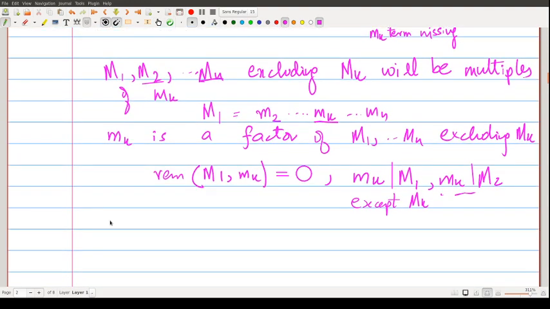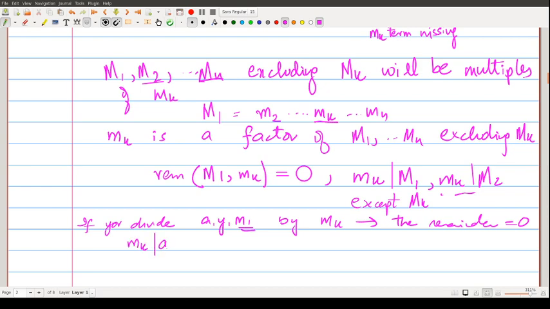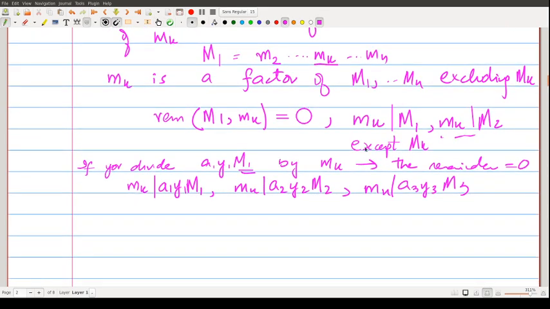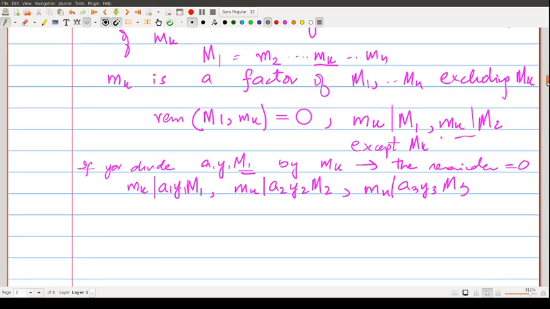Which essentially means that if I divide a1 y1 M1 by small mk, the remainder has to be 0, because this term is a multiple of small mk. So small mk divides a1 y1 M1, this is capital M1. Small mk divides a2 y2 M2, small mk divides a3 y3 M3, and so on. You get the idea. Just remember that we're trying to solve this system of equations, okay? And you will have the answer in a bit.